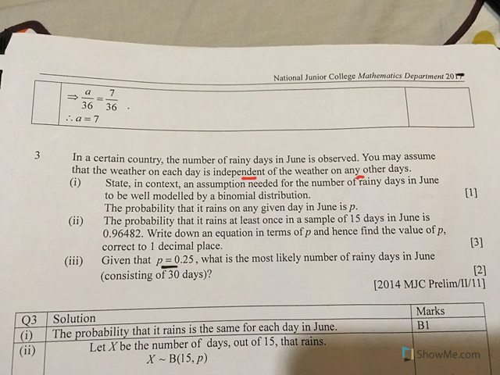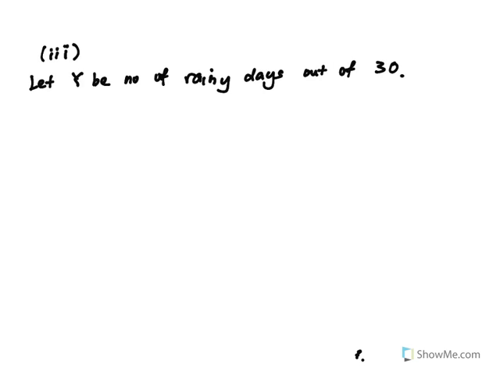So next, let's look at part 3. Given that p is equal to 0.25, what is the most likely number of rainy days in June, consisting of 30 days? Again, we need to define another variable. Always define. Now we're not looking at the original question with 15 days. So let Y be the number of rainy days in June. Y takes on a binomial distribution of 30 and p of 0.25.